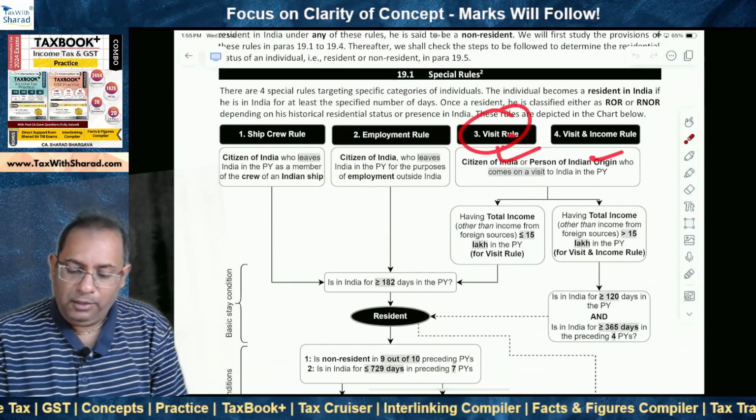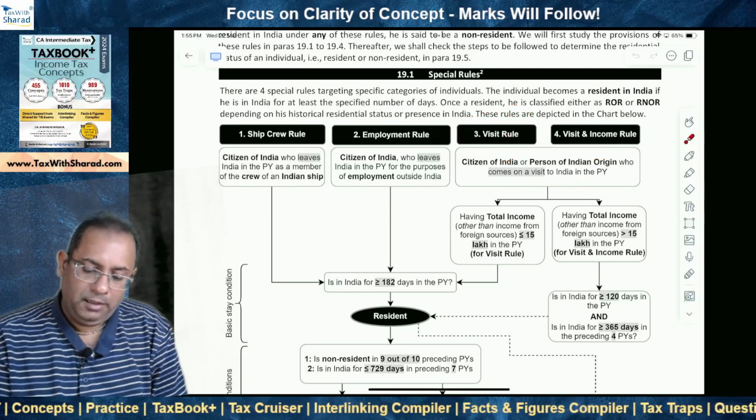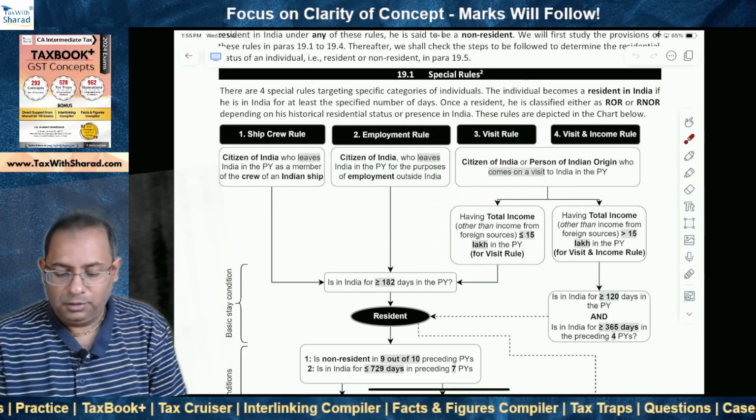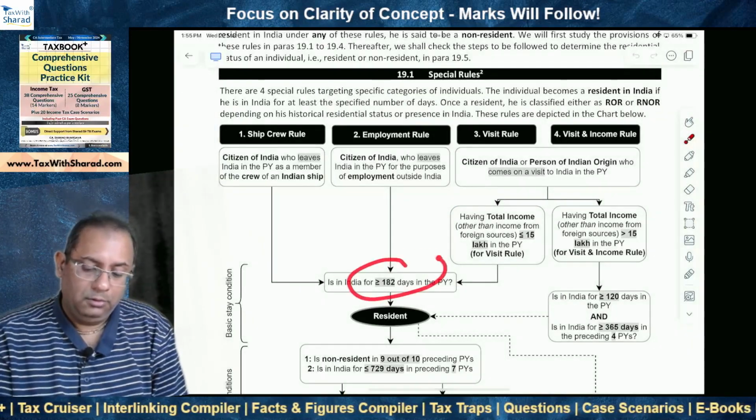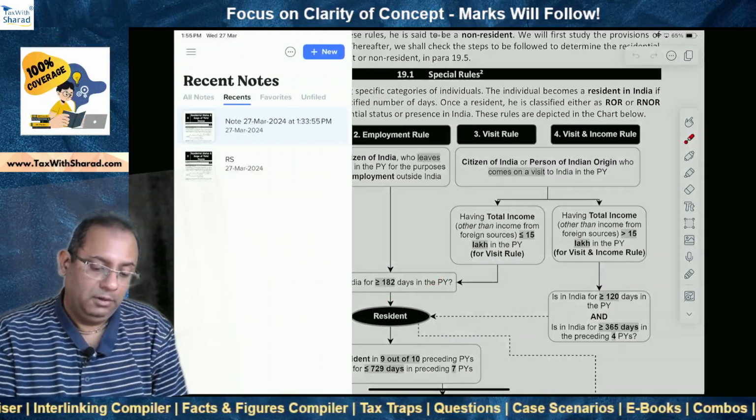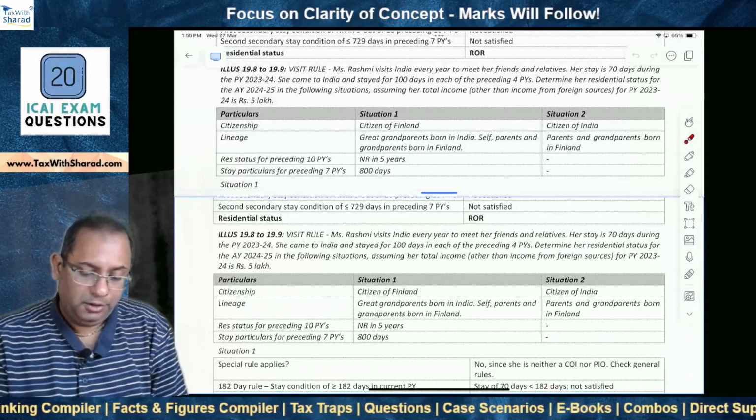Citizen of India or PIO who comes on a visit to India in the previous year and total income other than income from foreign sources is up to 15 lakh in the previous year. Okay, and here the threshold to become a resident is 182 days or more in the previous year. So what is our question?